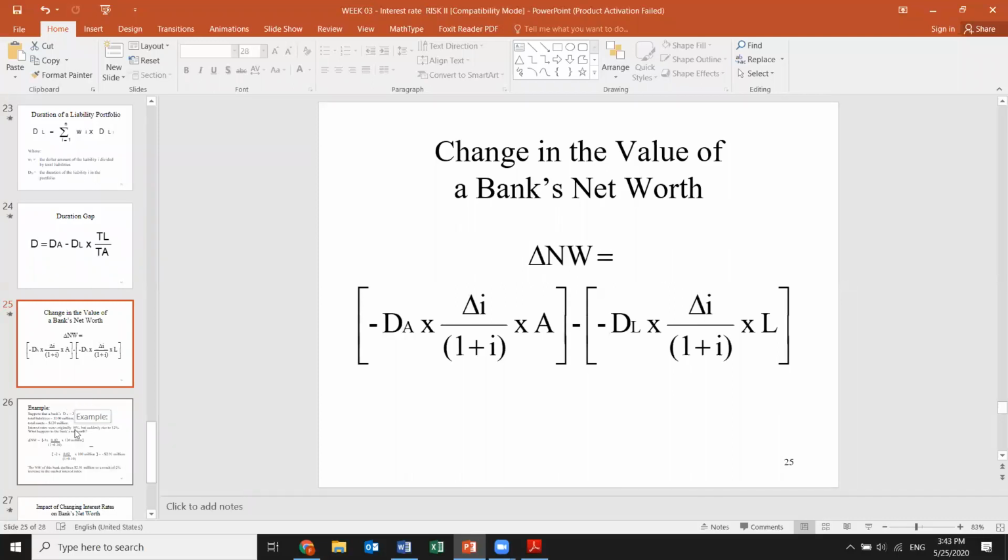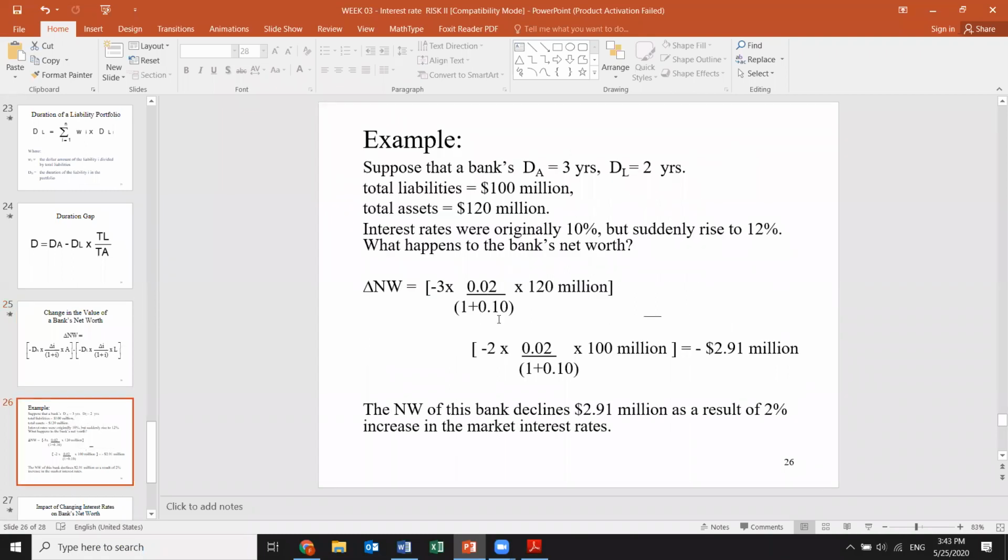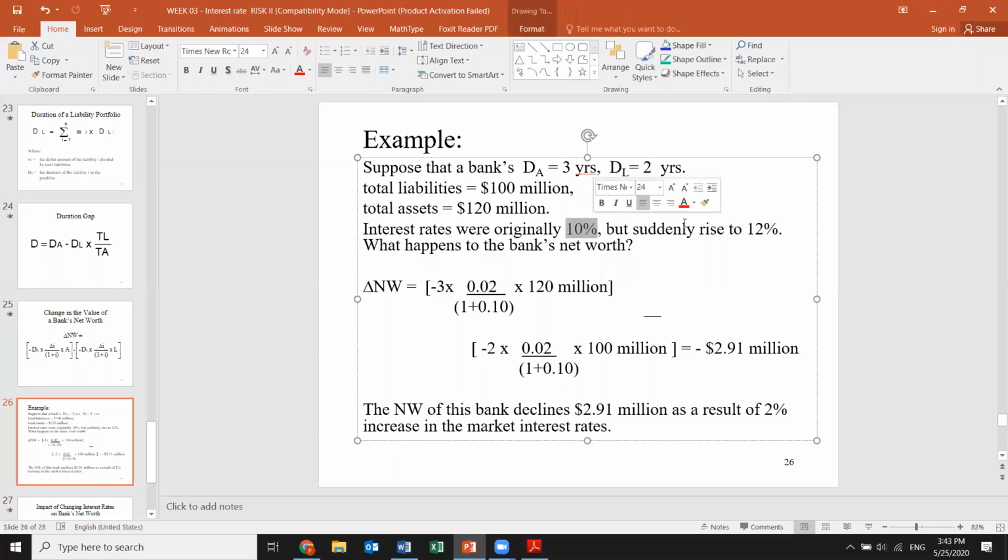We apply them and we come up with some interpretation, like what does that result mean and what we should do in terms of hedging against any unexpected losses that may occur due to changes in the interest rate. So we're giving an example here. Suppose that a bank has a duration of assets of 3 years and duration of liabilities of 2 years, total liabilities of 100 and total assets equal to $120, in terms of millions, and the interest rate originally was 10%, but suddenly increased to 12%. So what happens to the bank's net worth?